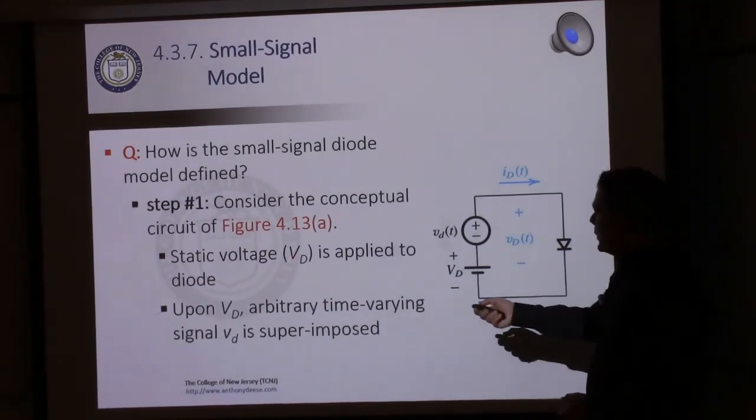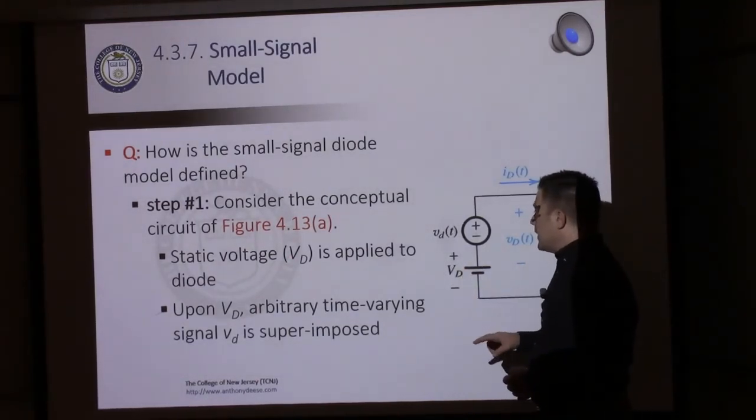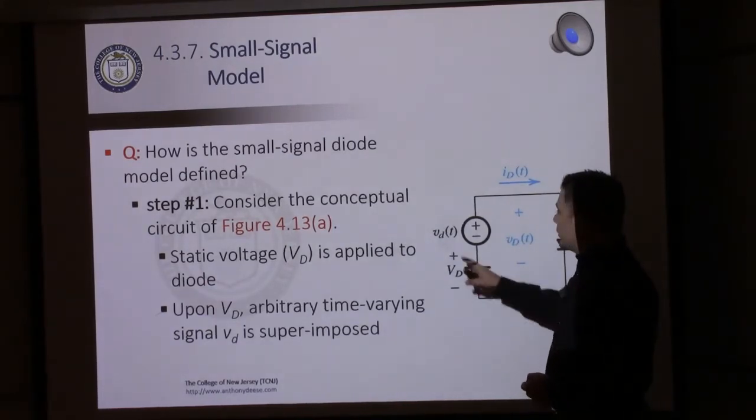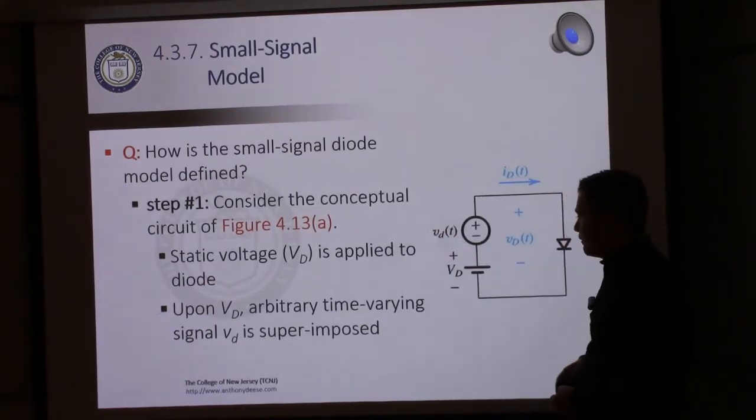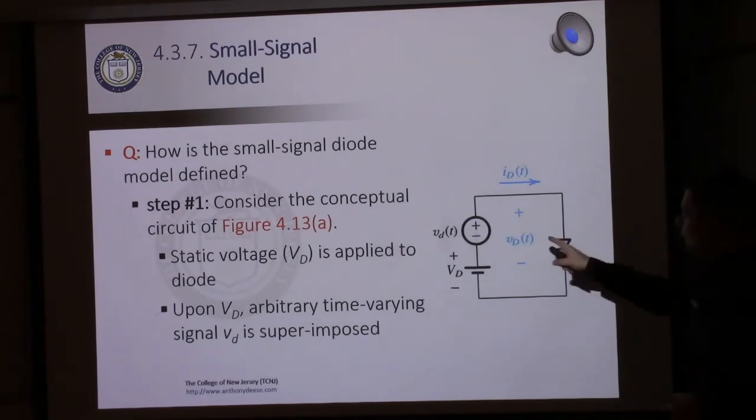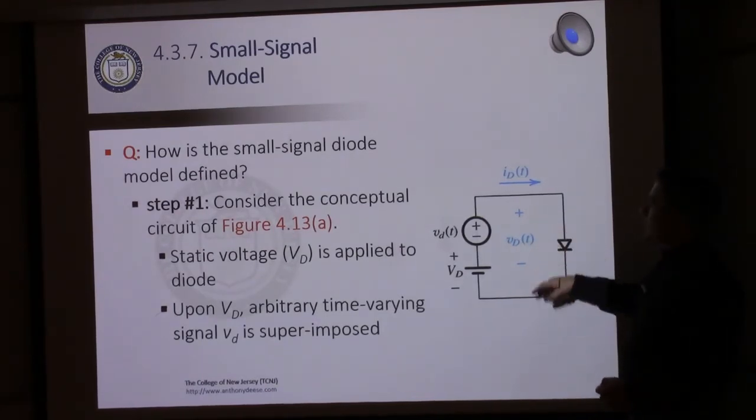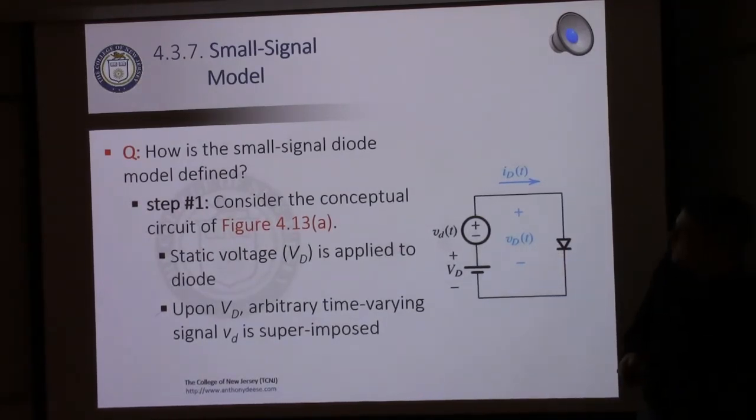So the static voltage is big V, big D. The time varying component of voltage is little v, little d. And both of those are applied across this diode here.